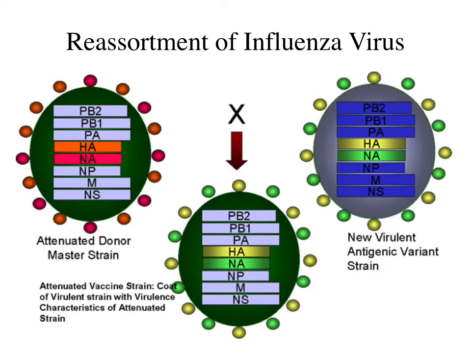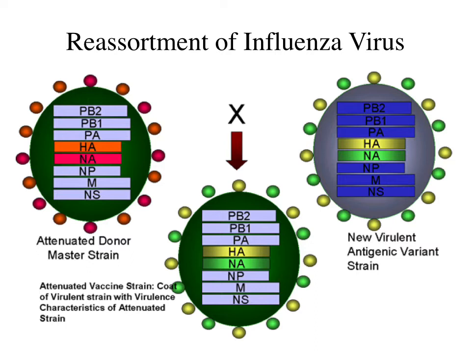Here you can see reassortment of influenza virus. This method is used to generate the new strain of vaccine virus that's used each year. It's the HA and NA genes that are important for vaccine production. These are the glycoprotein antireceptors. This is what antibodies will recognize.